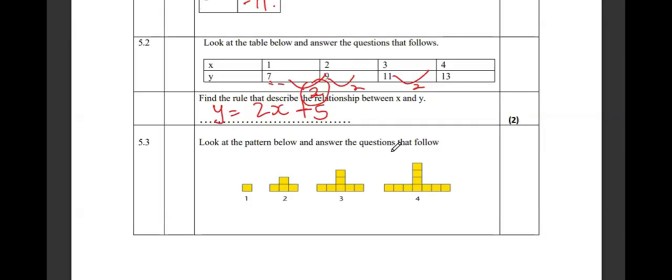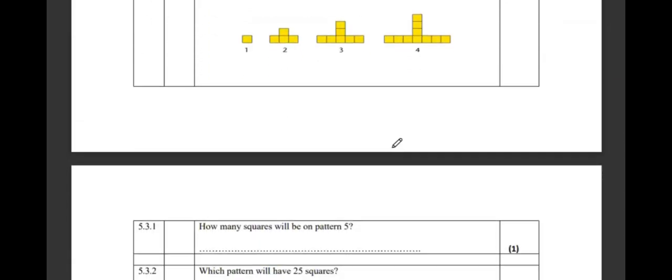Then 5.3, look at the pattern. How many squares are in pattern number 5? So how many squares are here? It's 1. How many squares? 4. 1, 2, 3, 4, 5, 6, 7. This is a 7. 1, 2, 3, 4, 5, 6, 7, 8, 9, 10. Meaning that we are just adding 3s everywhere. Okay, so in pattern number 5, we expect 13 squares.